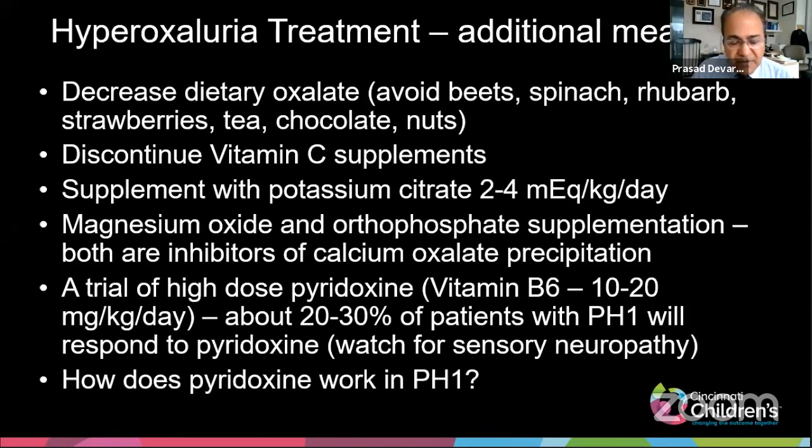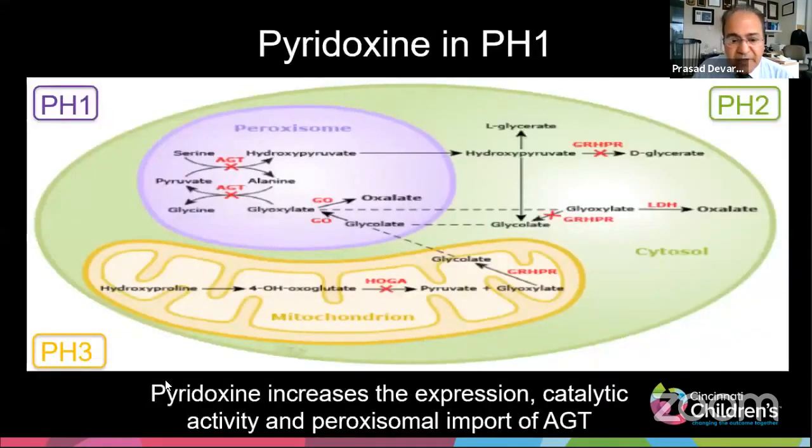And I do want to emphasize, how does pyridoxine work, B6, in patients with PH1? Well, it works on the exact enzyme that is deficient in PH1, and pyridoxine increases not only the cytosolic expression, but also the activity of this enzyme and the import of this enzyme into the peroxisome. So this enzyme, AGT, is produced in the cytosol.